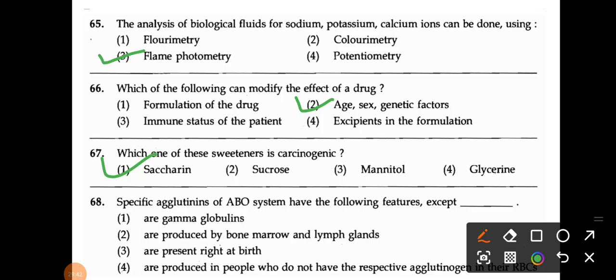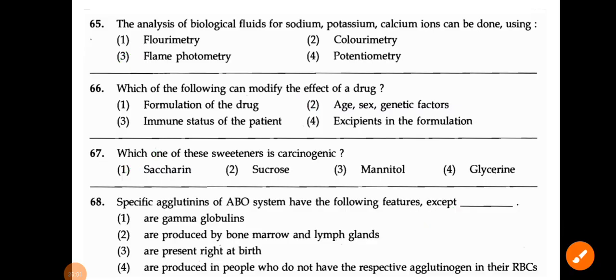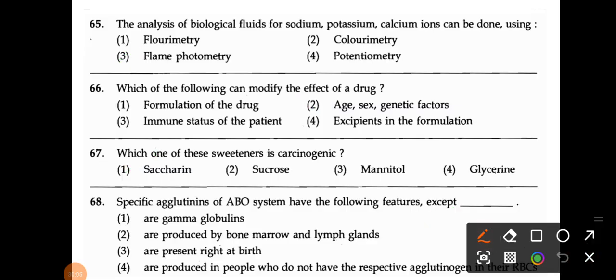Then 68, specific agglutinin of ABO system have the following feature except. Here again they are asking the except. They are gamma globulins, are produced by bone marrow and lymph glands, are present right at birth, and the last one are produced in people who do not have the respective agglutinogen in their RBC. So what is the correct answer here? It is the are present right at birth, because they have asked the except.